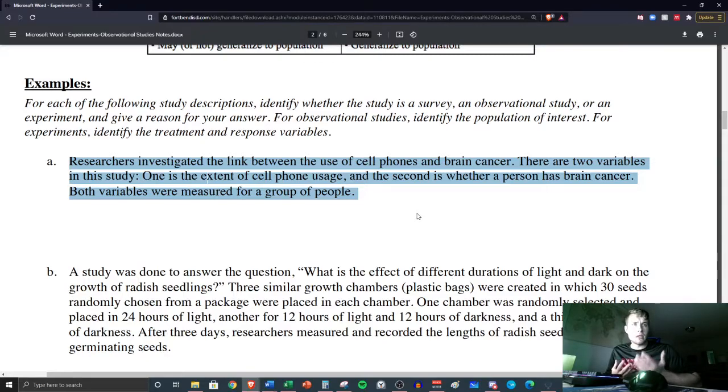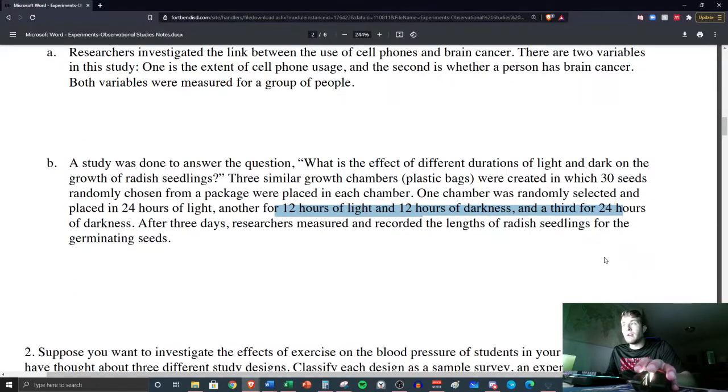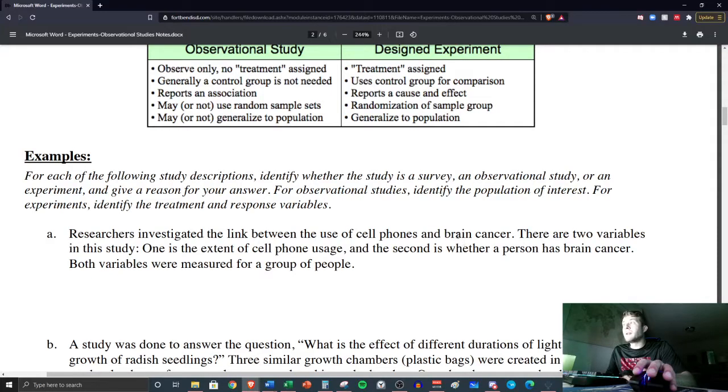So we have this idea called causation, all right? With an experiment, it would be very easy to say that the amount of light would actually affect the growth of these seedlings, because we've controlled everything so well. But in this example, we can't force people to do what? We can't really force them to use their phone for certain periods of time, especially if we think that it's going to cause brain cancer. That would be a bad thing, right? They could become hurt. They could die from it.